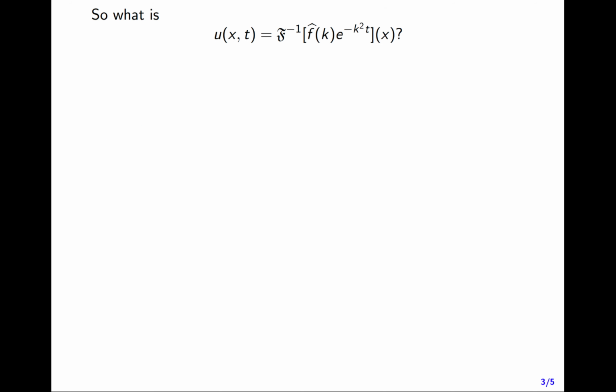Okay, so what is u of x,t equals the inverse Fourier transform of f hat of k e to the minus k squared t at x? How can I calculate this inverse Fourier transform? Can I do anything to it?